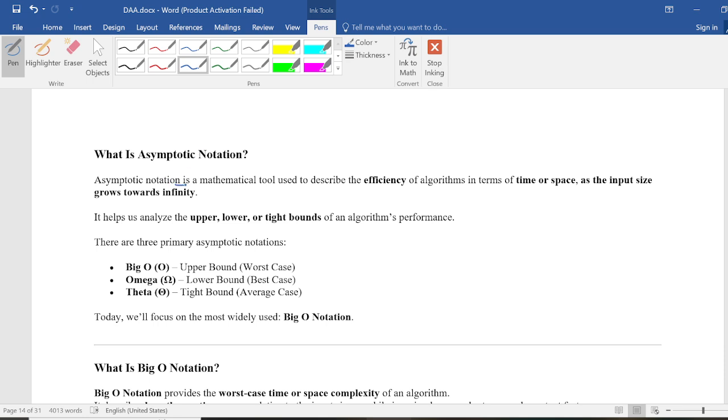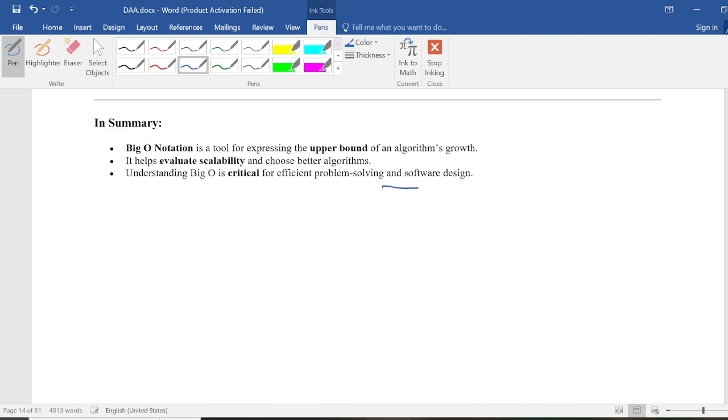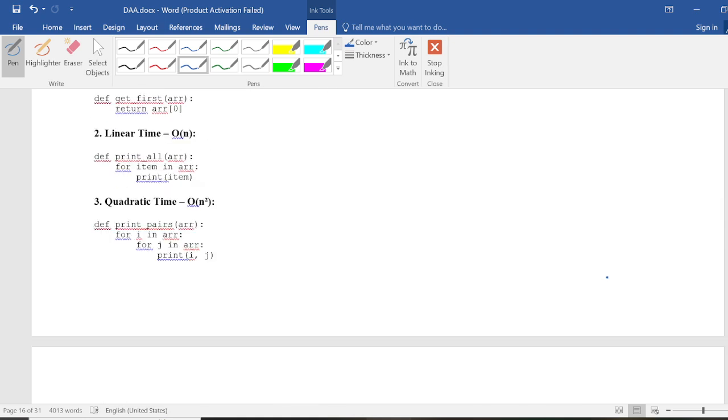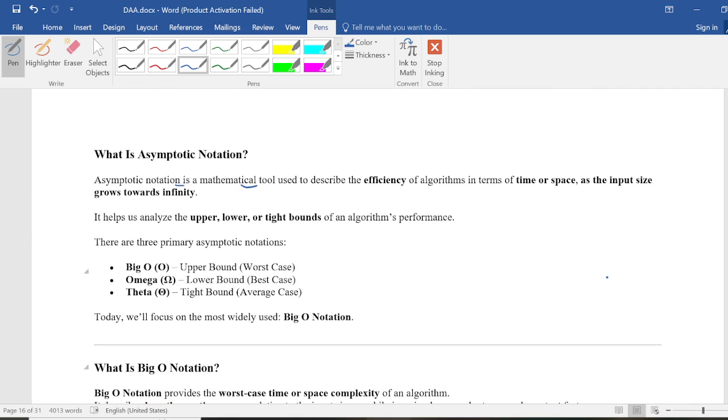Asymptotic notation is a mathematical tool used to describe the efficiency of an algorithm in terms of time, space, or as the input grows towards infinity. It helps us analyze the upper, lower, tight or average bounds of an algorithm's performance. Diving deeper, asymptotic notation is a mathematical way to describe how an algorithm's time or memory usage increases as the input size grows.